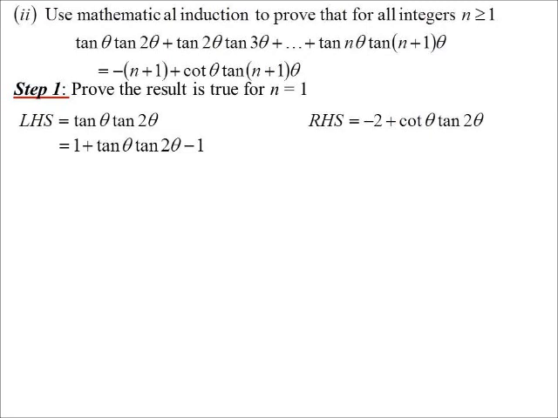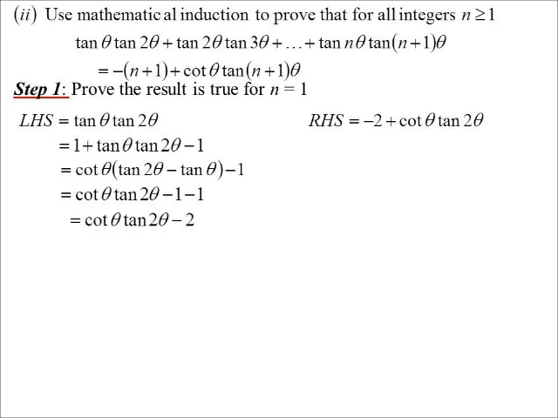So 1 plus tan tan, using the formula that they just gave us, is cot theta times tan 2 theta minus tan theta. Expand out the parentheses, and I get the cot theta tan 2 theta. Cot times tan, they're reciprocals, so that's just going to become 1, and there's the negative 2 we're looking for, negative 1, negative 1. So it does come out. So yes, it is true for n equals 1.